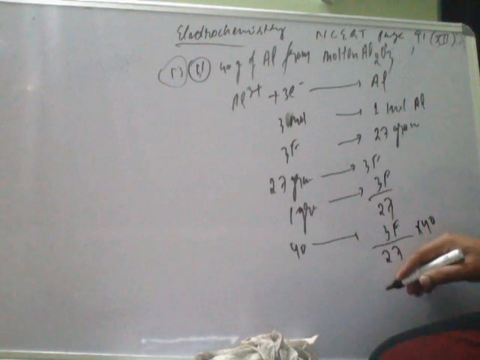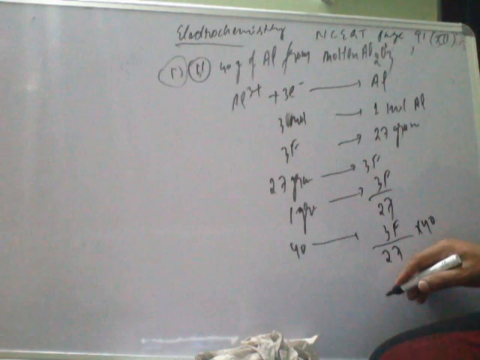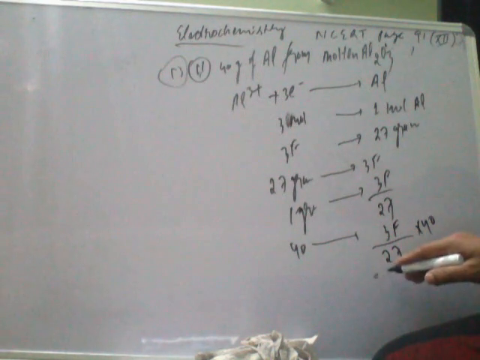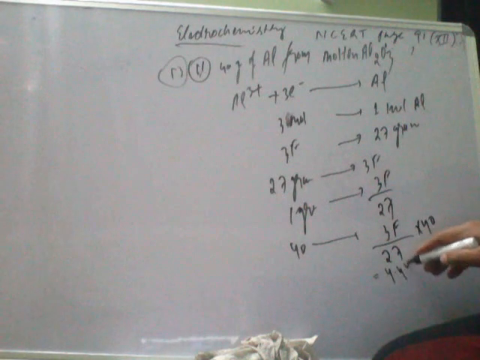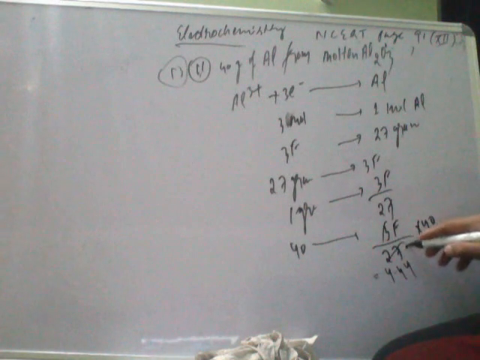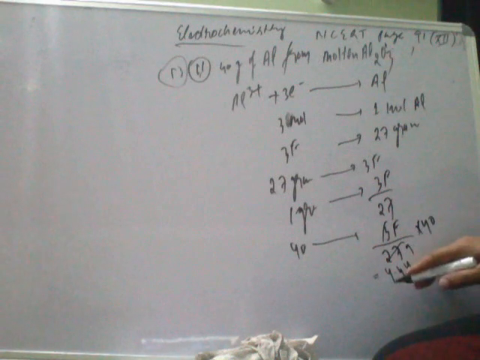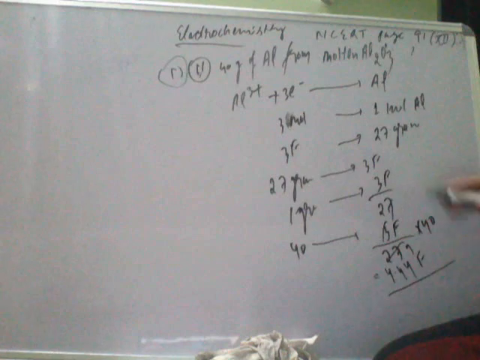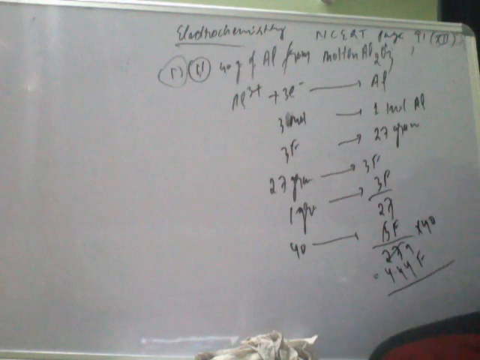So if you put down the value in Faraday, what will you get here? You will get 4.44 Faraday, because 3 9s are 27, 9 4s are 36. This will be 4.44 Faraday. Now this is all about question number 13.